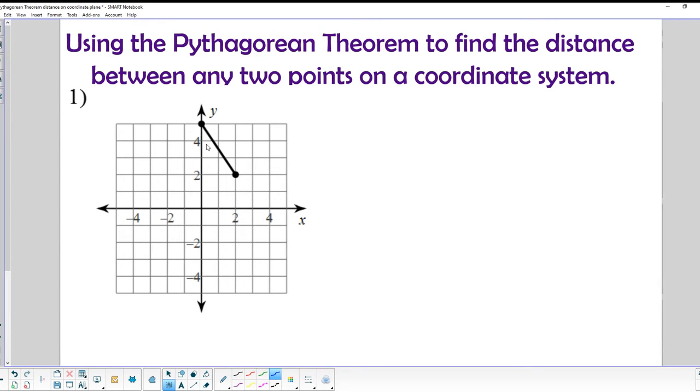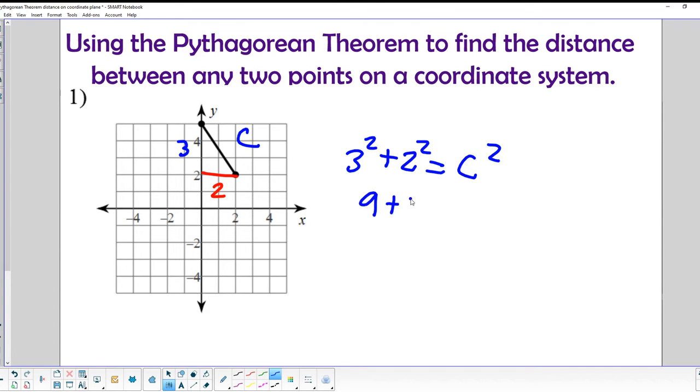So there's one that, oh my goodness, this looks very similar to the one we just did. So we've got a bottom here of 2 and a left side of 3. So a squared plus b squared. I don't care which one you call which, but let's do it the same way we did last time. So 3 squared plus 2 squared equals c squared, or 9 plus 4.